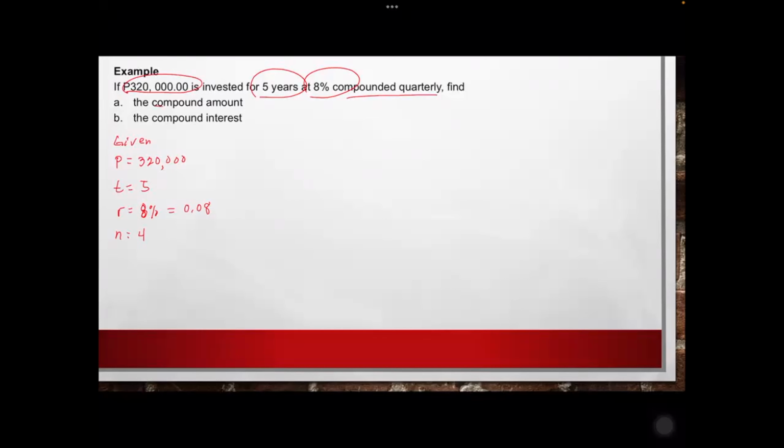Nakalagay dito, compound amount, sabihin, letter A yung nahanap. For the letter B is I, kasi compound interest lang naman. So, the same formula. So, A is equal to P times 1 plus R over N raised to NT. Your P is 320,000. Then 1 plus yung R natin ay 0.08. Yung N natin ay 4. So, NT, 4 times the time is 5. Okay.